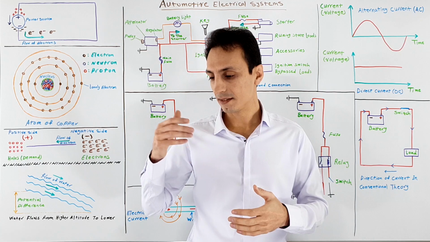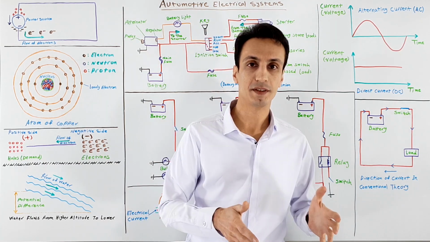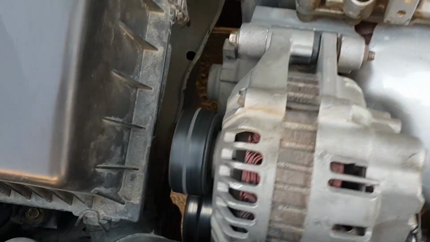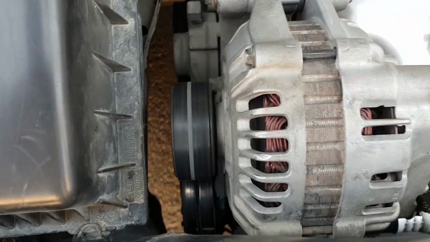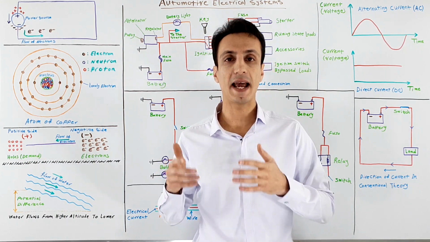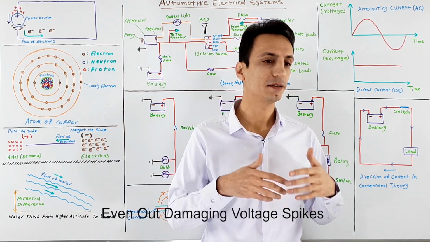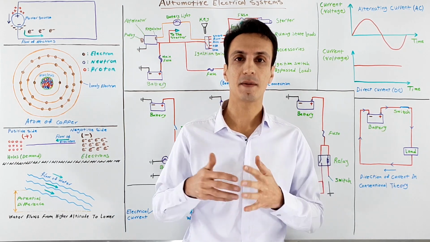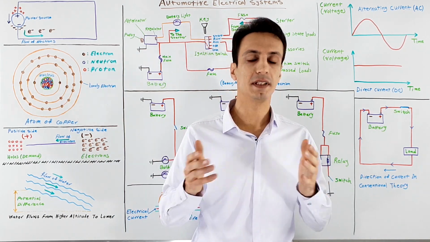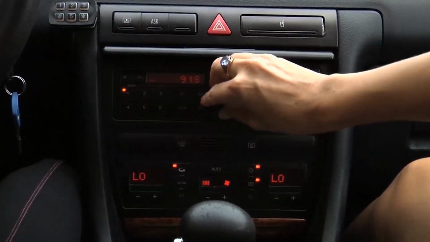In fact, it's the alternator that is charging the battery and at the same time supplies power for electrical components and consumers. Also, the battery works as a backup for the alternator, and it also acts as a stabilizer to even out damaging voltage spikes that happen in the circuits of the alternator. And when the car is off, the battery is used to operate accessories and lights.